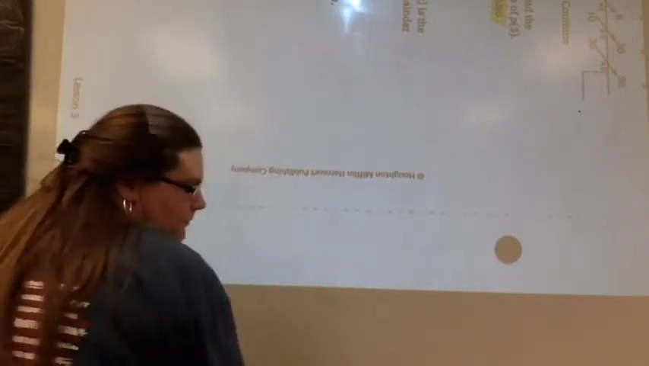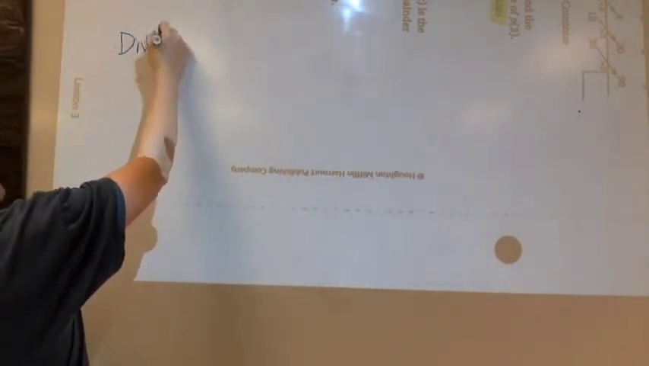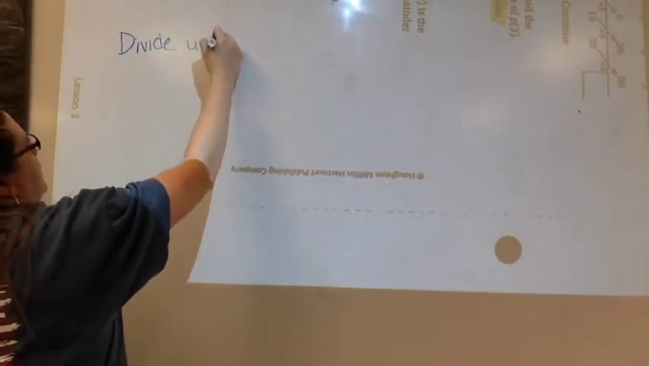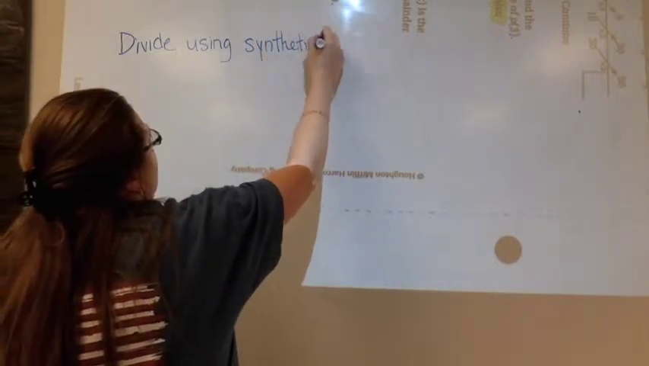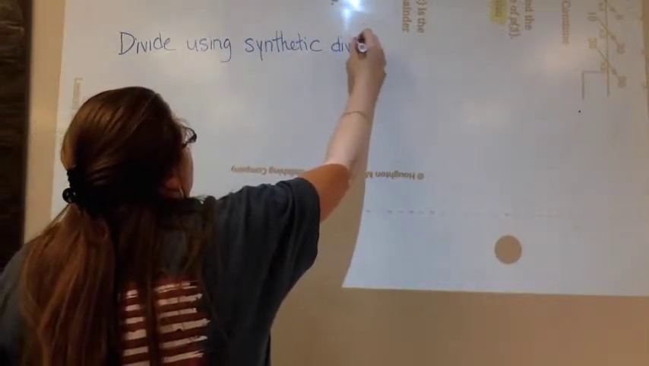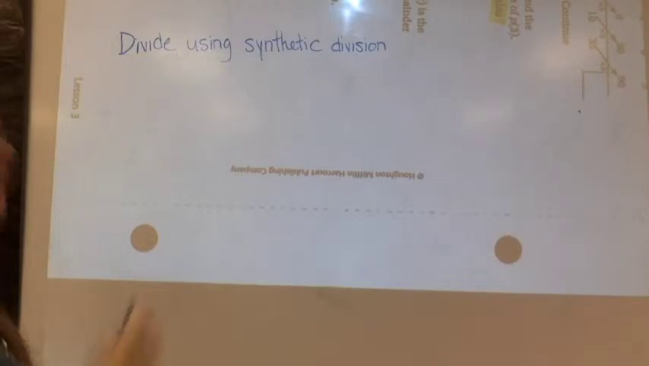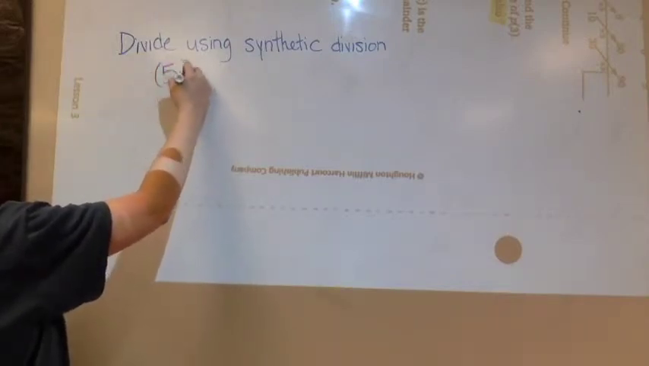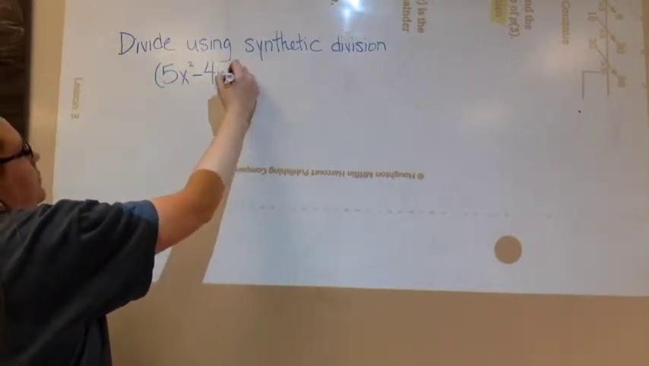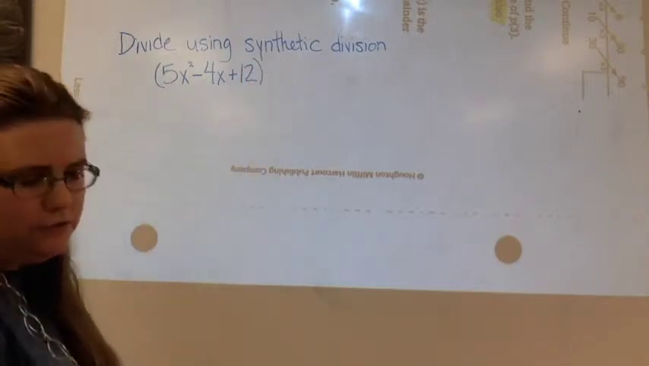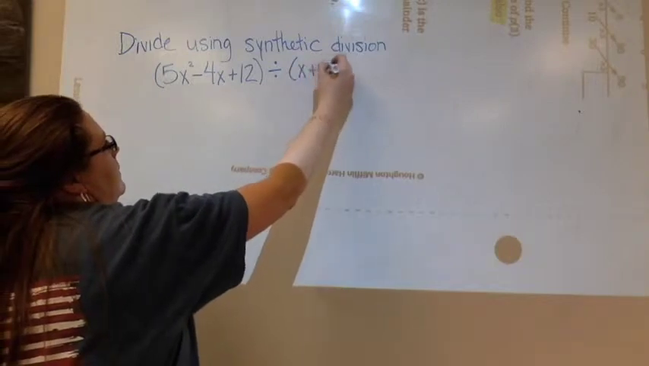Okay, one more example. Here we're going to divide using synthetic division. If this is a new process for you, you want to watch this a few times. So here we're going to divide 5x squared minus 4x plus 12. And again, this is not already on your worksheet. Please make sure that you add it at the bottom. And we're dividing this by x plus 3.